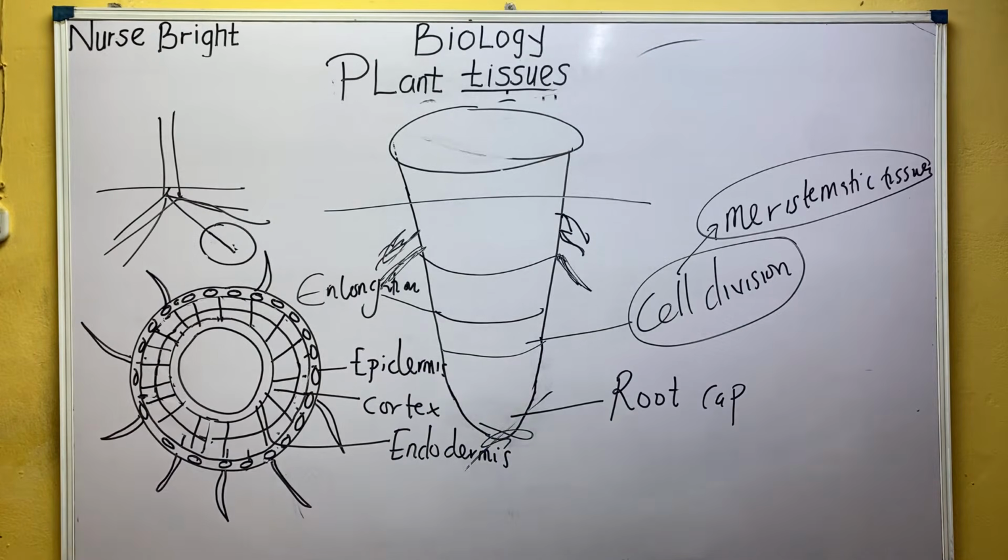What's the function of the endodermis? They contain a waxy band. One of the functions is that they act as gatekeepers. They control things that enter into the vascular tissues of the plant, of the roots.